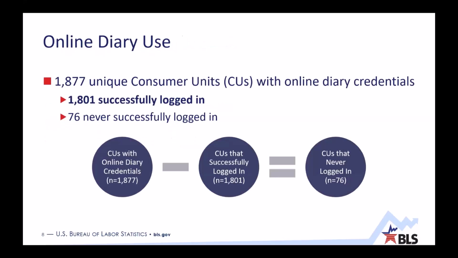Our examination of the 2021 Paradata in CE revealed that information was recorded for 1,877 unique consumer units, or CUs, over the course of the year. Of those, 1,801 successfully logged into the online diary instrument at least once. This left 76 that either never successfully logged in or didn't even attempt to, despite being placed with online diary credentials.